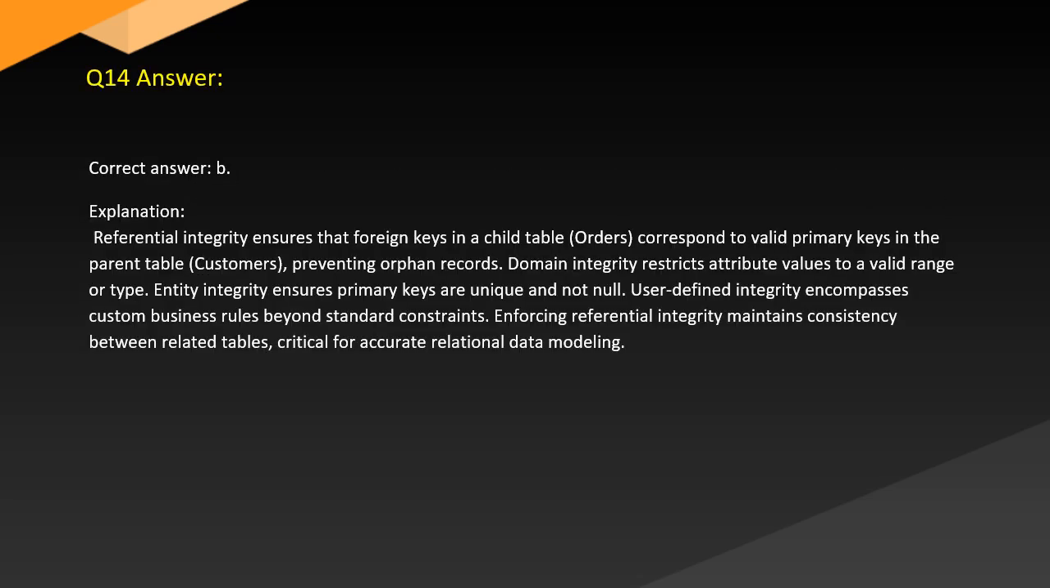Answer. Correct answer. B. Explanation. Referential integrity ensures that foreign keys in a child table, orders, correspond to valid primary keys in the parent table, customers, preventing orphan records. Domain integrity restricts attribute values to a valid range or type.